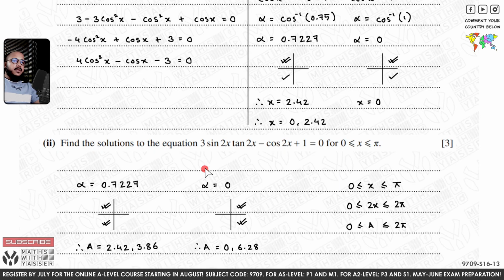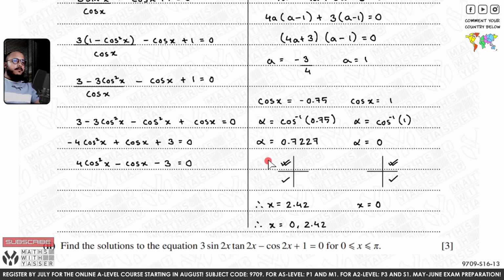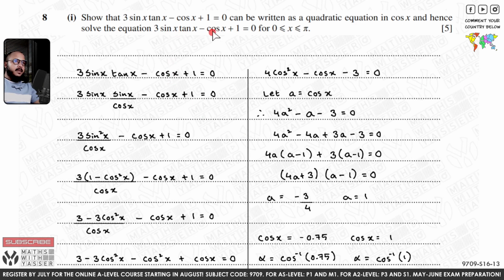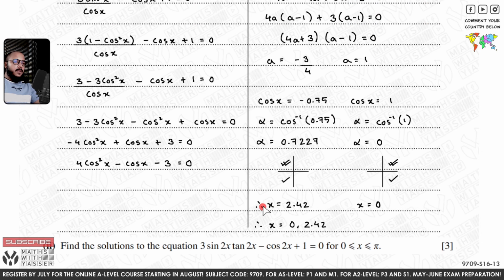Now let's move on to the second part of the question. It says: find the solutions to the equation 3 sin 2x tan 2x minus cos 2x plus 1 equals 0 for x lies between again 0 and pi. If you look at the question carefully, you get to see that it is closely related to the first part of the question. In the first part, we had 3 sin x tan x cos x. So this x is getting replaced by 2x.